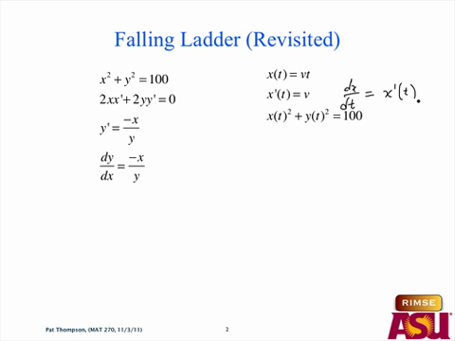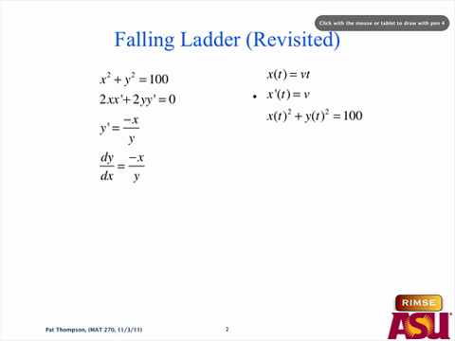So if we want to relate, so we talked about this is dx/dt. So now if x is a function of time and y is a function of time, then there are two rates here with respect to time. There's the position of the bottom of the ladder, how it changes with respect to time, and how the top of the ladder changes with respect to time.